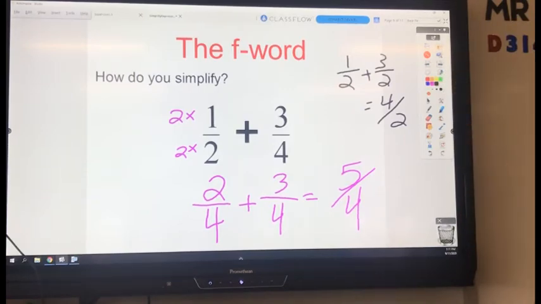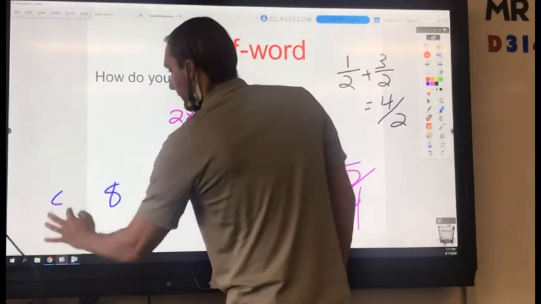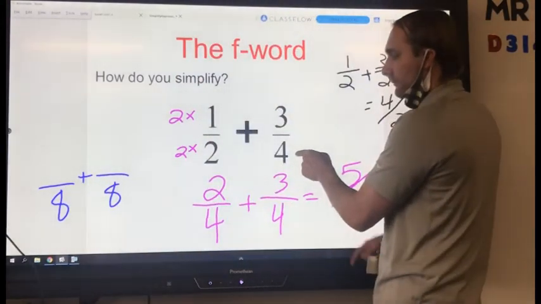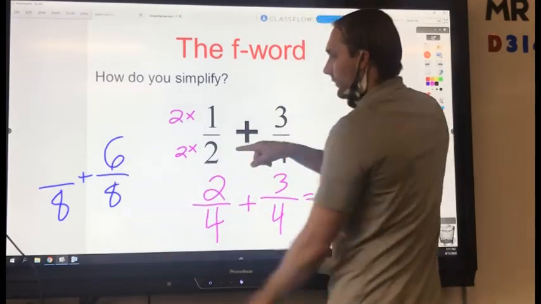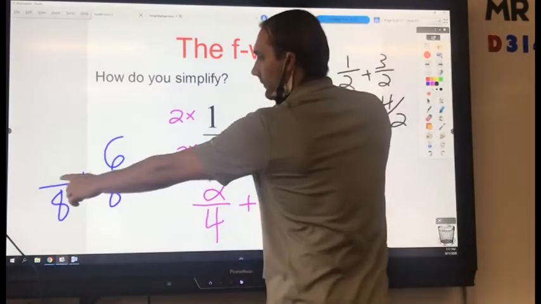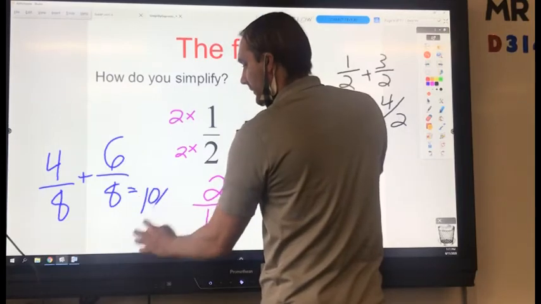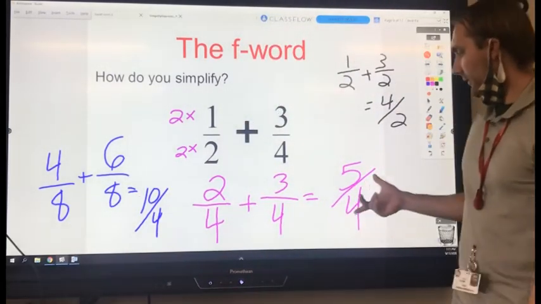A side note, does 8 work as a common denominator? Yes. It's not the least, but 8 works. So let's look at that. 4 times what is 8? 2. So what goes here? 6. 2 times what is 8? 4. So what goes here? 4. Which equals 10/8.